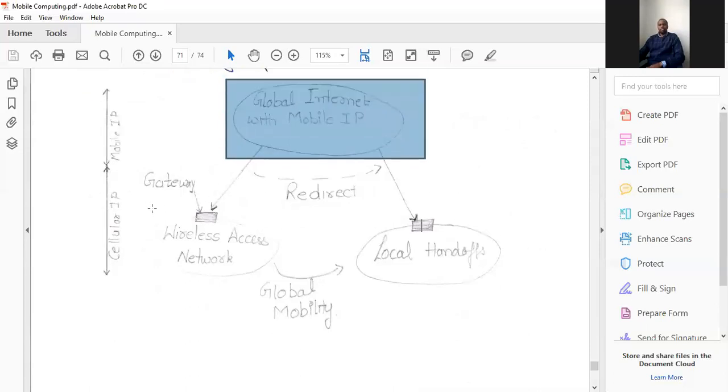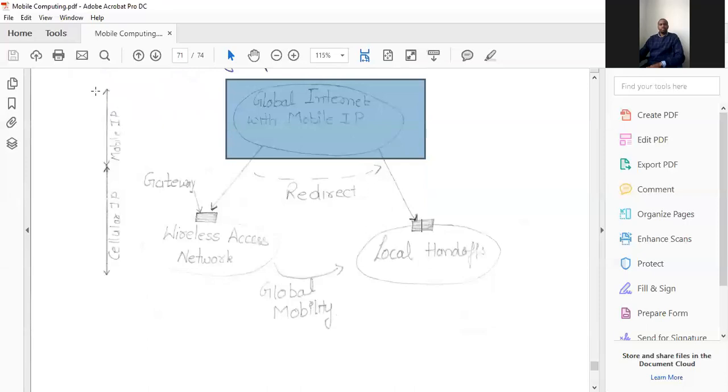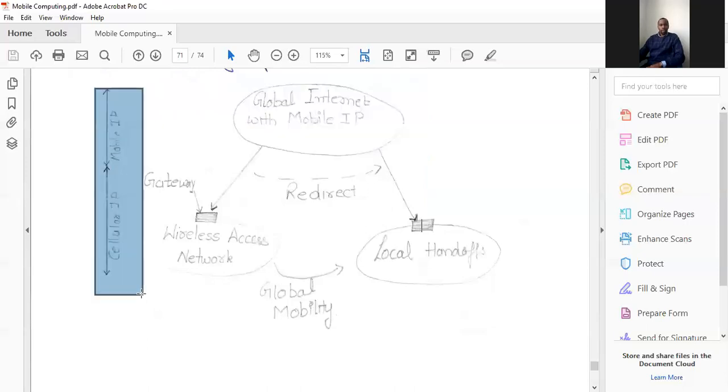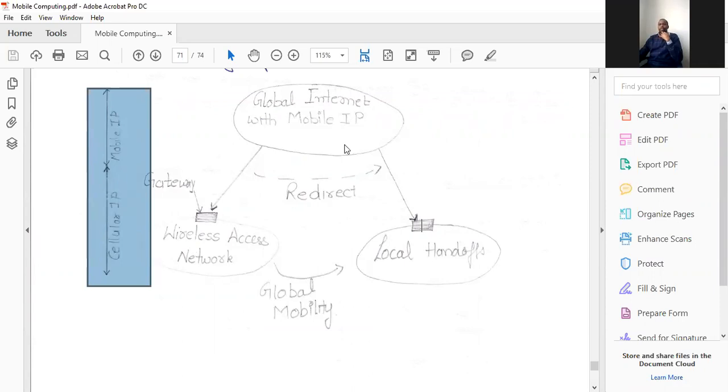Yeah, but because there can be high mobility, then cellular IP will work as an overall mechanism to ensure that if there is global mobility, as you can see here, and there is a high speed of mobility from one location to another, then cellular IP is the one that will govern that. Okay.